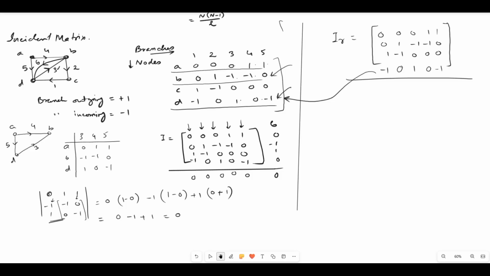So in the next class, we'll be continuing with how to build the graph from the incidence matrix. Then we'll be moving ahead to determine the number of trees from a graph, how to calculate it, and then we'll be moving ahead into tie-set and cut-set matrix.